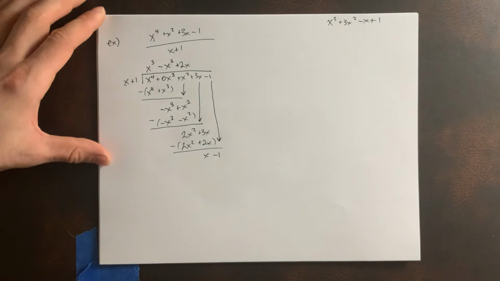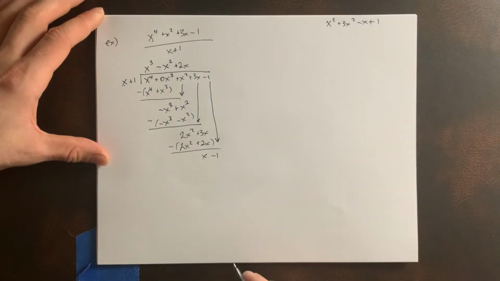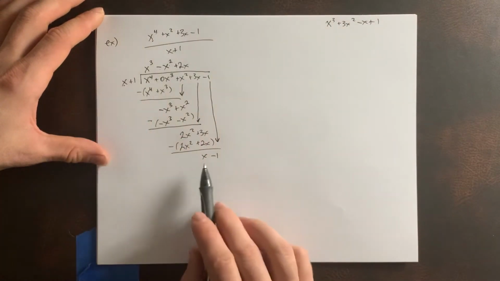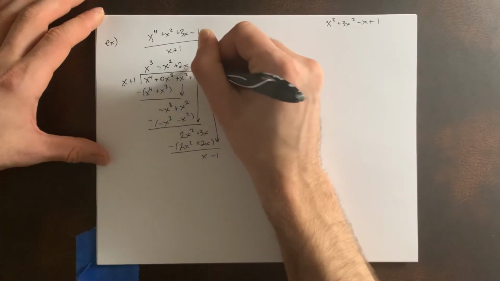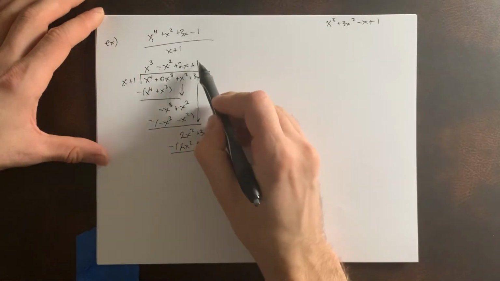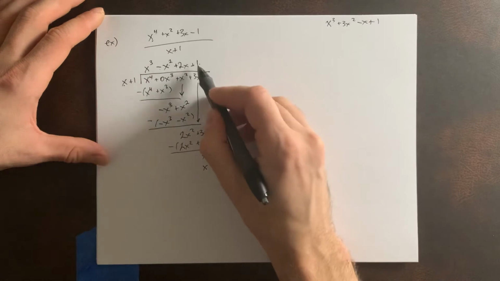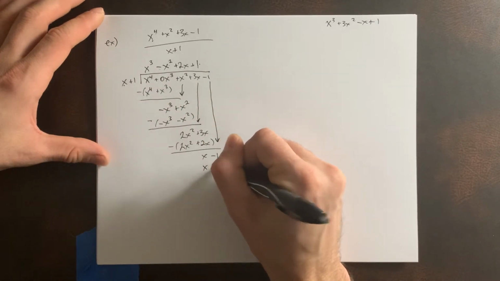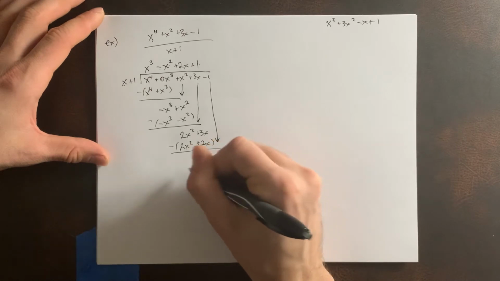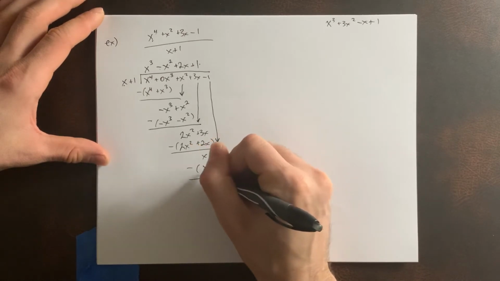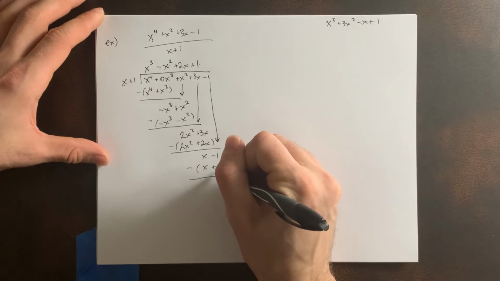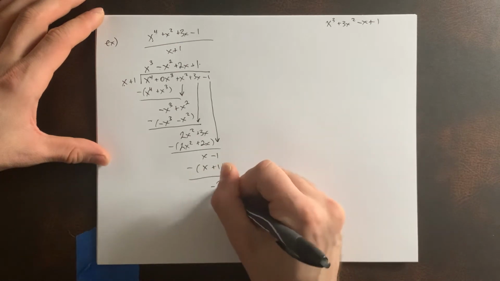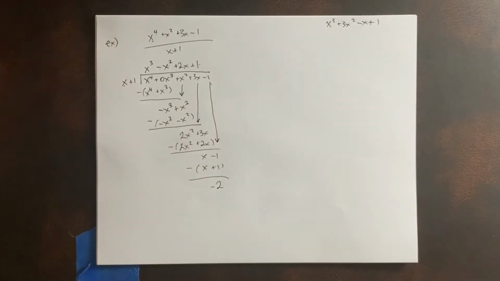And then repeat, again, that was just another cycle. So now we're going to repeat that cycle one more time. So what times x is just x? That's going to be 1. Now we do the multiplication. 1 times x, that's x. 1 times 1, that's 1. Okay, put a minus, parentheses, minus sign. X minus x is 0. Minus 1 minus 1 is minus 2. And there's nothing else we can bring down, so that means we're done.